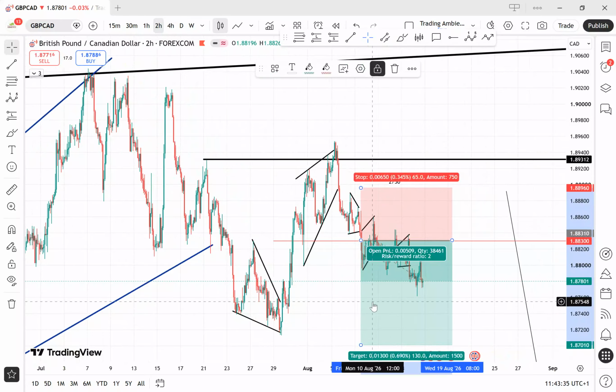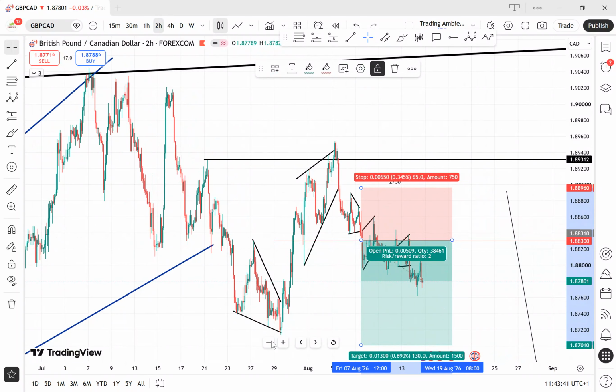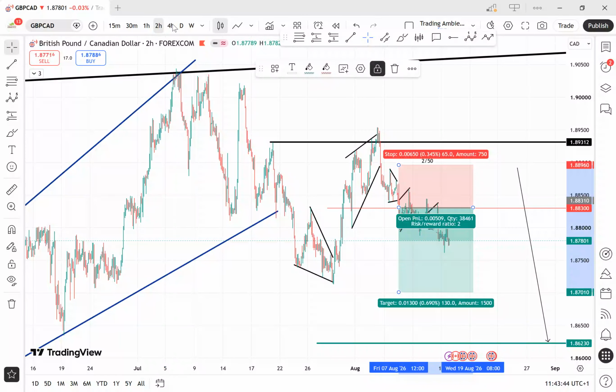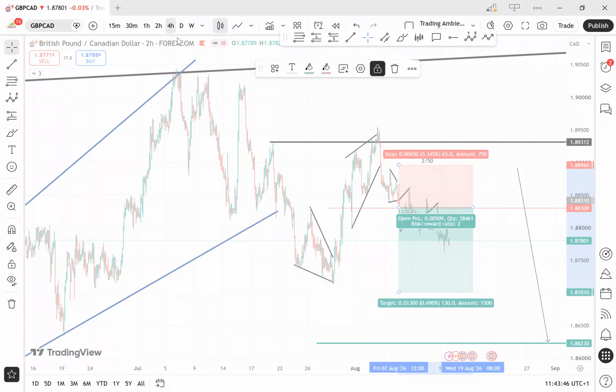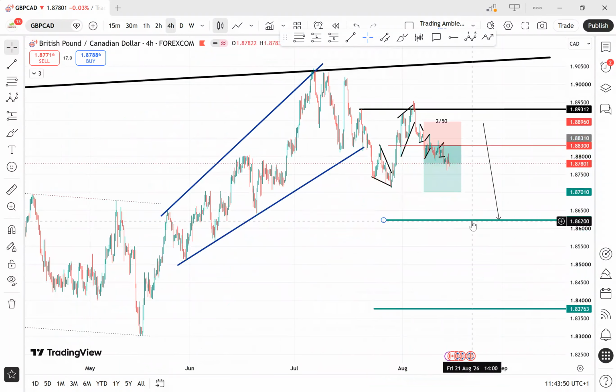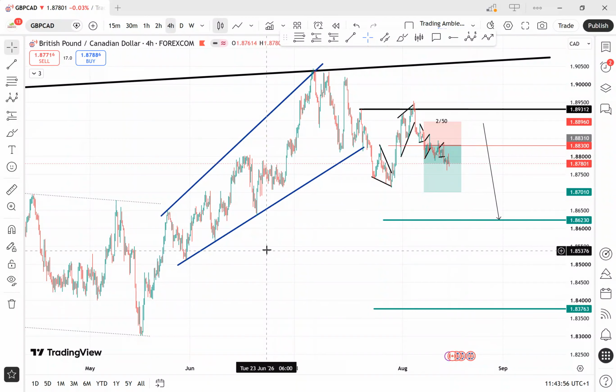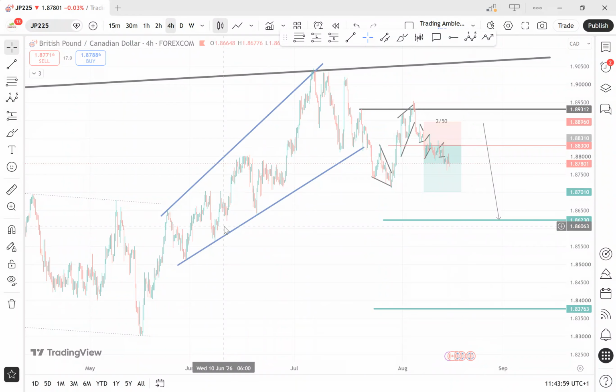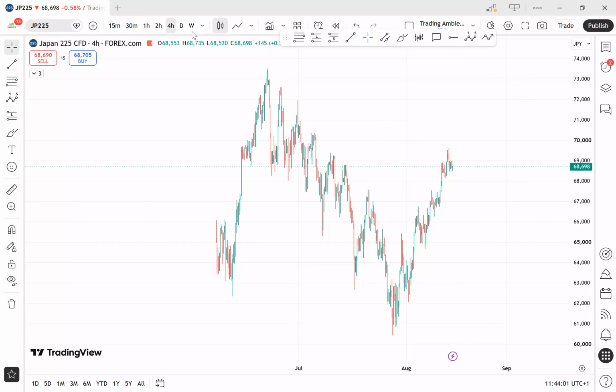As a rule of thumb for me, when the price hits 1 hour, I break even to protect my downside. So on GBP card, I'm looking forward to see the price drop down to this area, this level as my first target, and this area as my second target on the GBP card. So let's move forward to JP225.